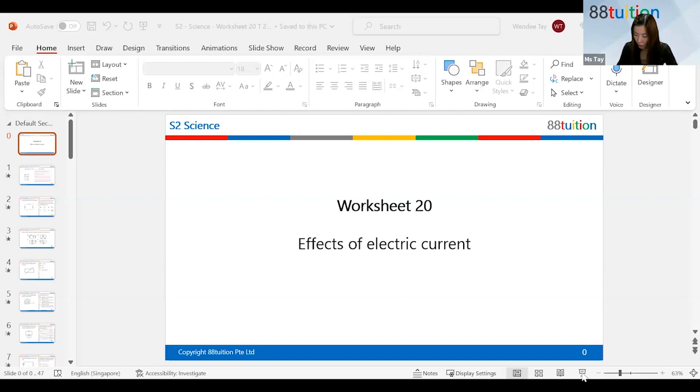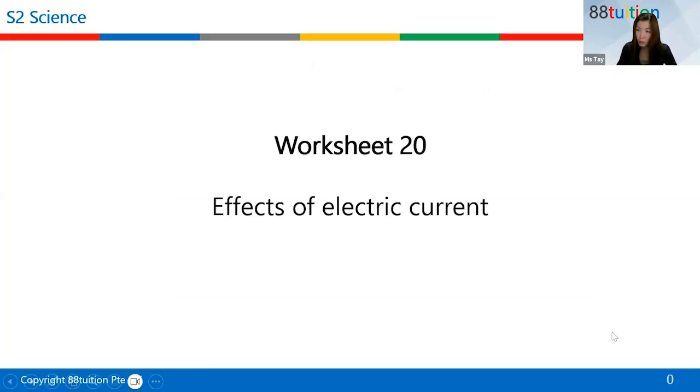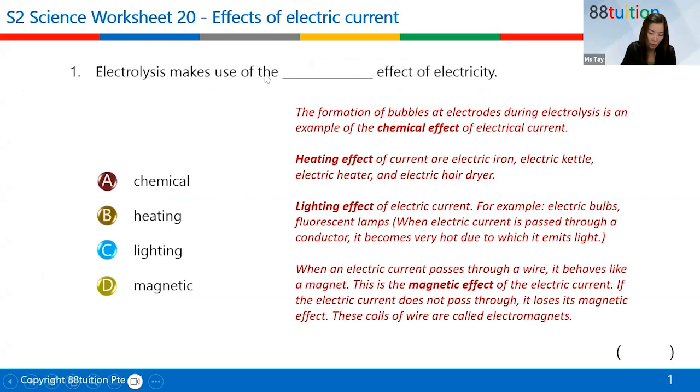Okay, so this is worksheet 20. When you see worksheet 20, you also know that this is our lesson 20. The first question is on the effects of electricity. If you look at the first question, electrolysis makes use of what kind of effect of the electricity? I have 4 effects here of electricity. These are the extra notes that I just added in.